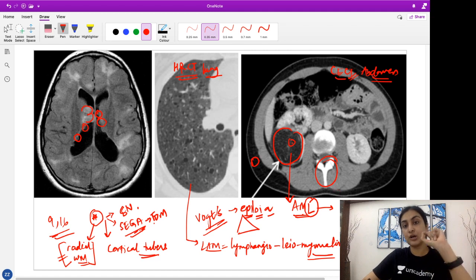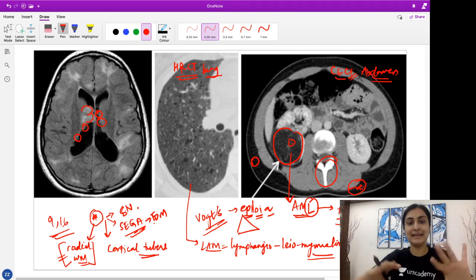And if I want to quantitate it, basically I can use ROI, which measures the Hounsfield unit, and the Hounsfield unit will be negative. So remember, fat and air are the two things which have a negative HU. Alright, so this, coming back to it, is an angiomyolipoma, which is again a pathognomonic feature of tuberous sclerosis.